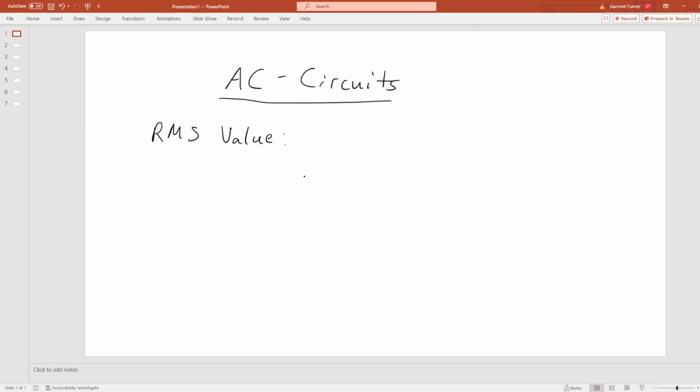Okay, and RMS stands for root mean square. This is a term that's going to come up over and over again with AC circuits, so it will behoove us to take a moment and understand exactly what this means and where it comes from.